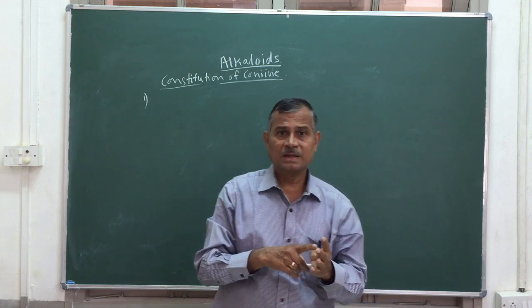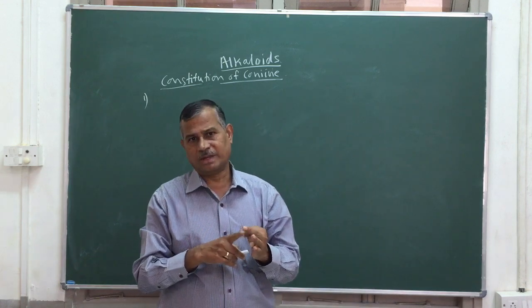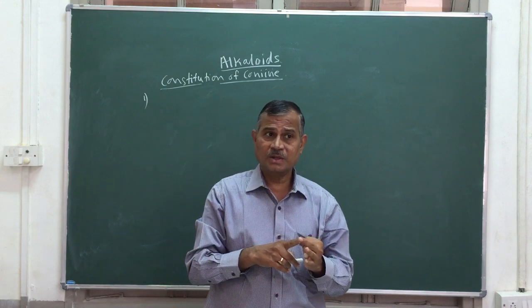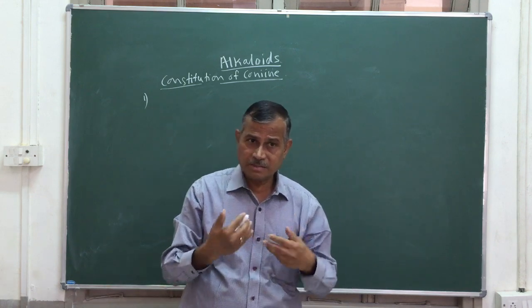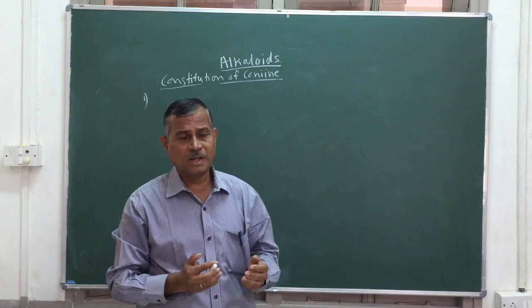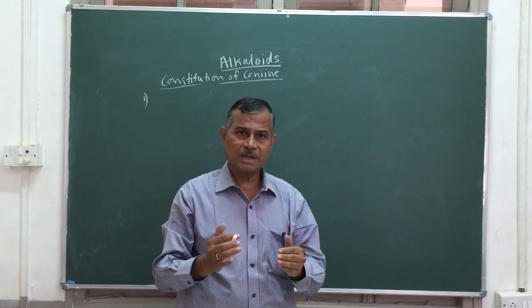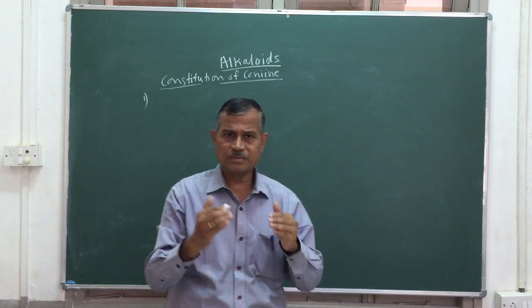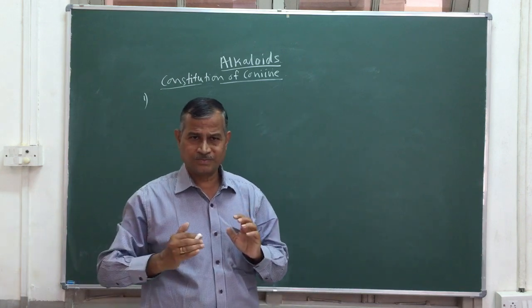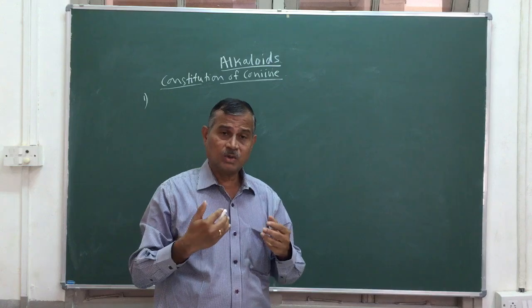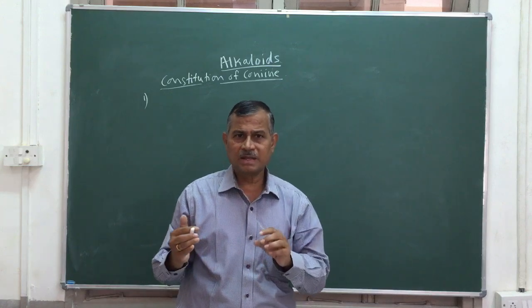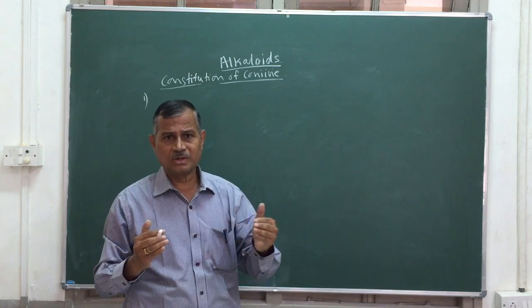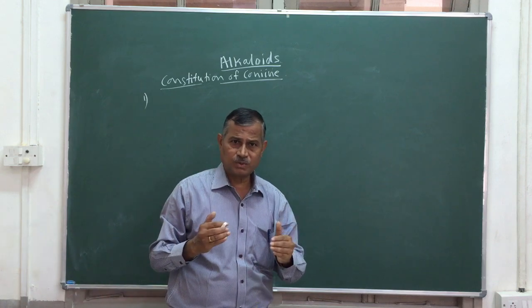Knowing that, you go for the next step, estimation of elements. By estimation of elements we are going to know the percentage of each element present in the coniine. And the molecular weight is to be determined by mass spectroscopy. Directly we will get the molecular weight from mass spectroscopy.